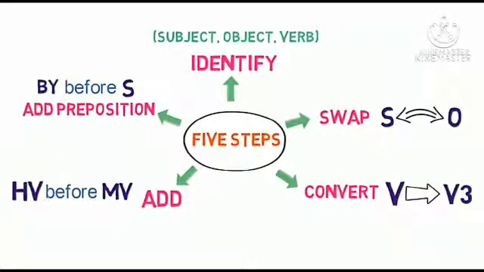Now, let us study how to convert an active voice sentence to passive voice. There are basically 5 steps. Firstly, we need to identify the subject, object, and verb in the sentence. Secondly, we swap the position of subject and object, means subject will take the position of object and object will take the position of subject. Then we need to convert the main verb to its third form, that is V3 form. After that, the helping verb to be is added before the main verb, and then we need to add the preposition by before the subject. So these were the basic 5 steps.